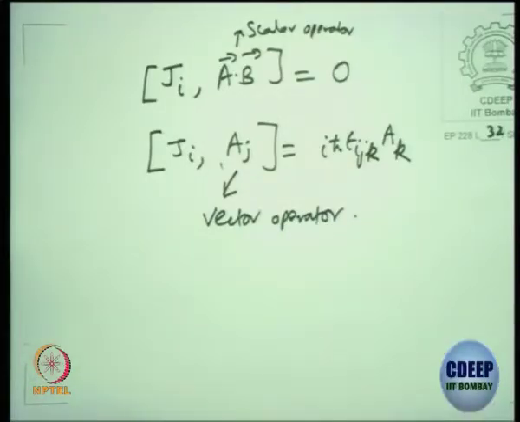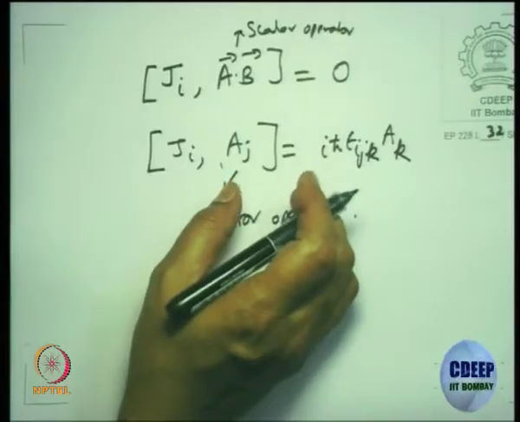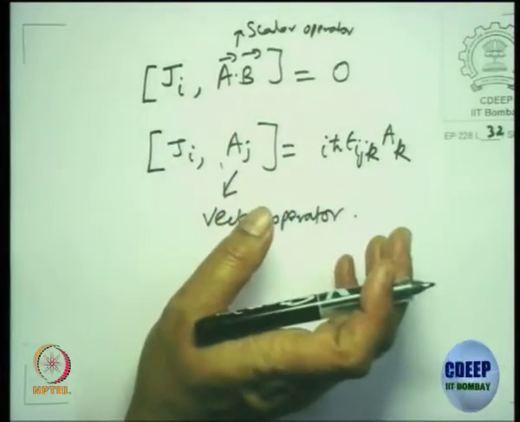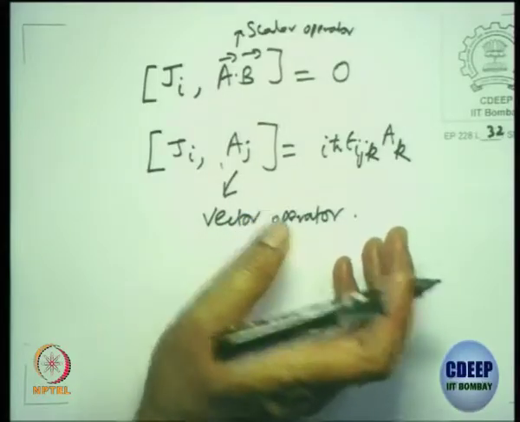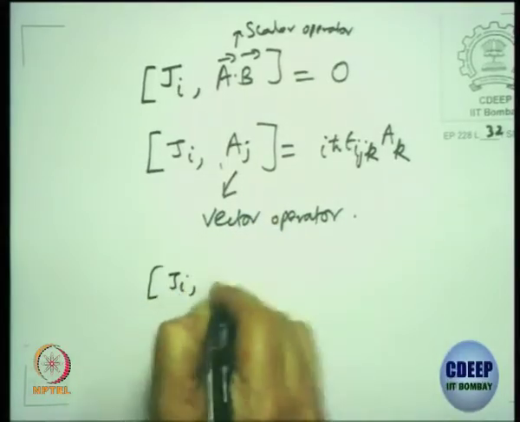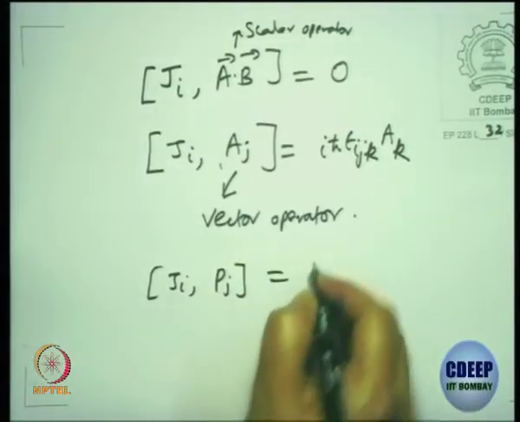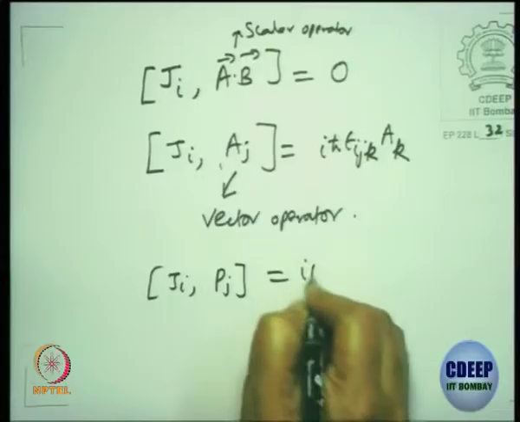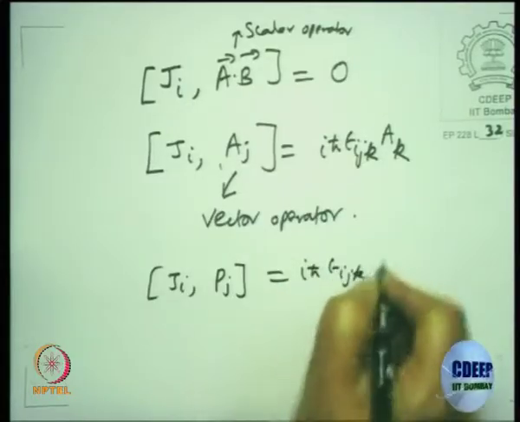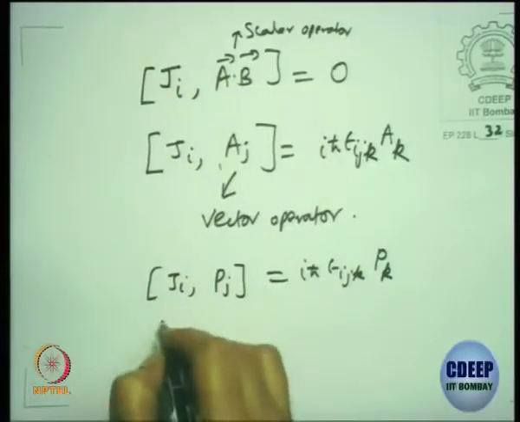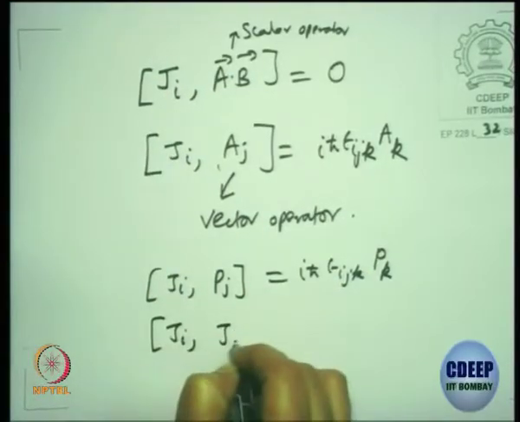We call them vector operators if they behave exactly similar to the way the components of your position vector behave under rotations. So you can go and check what J_i with momentum components is. It will be i h cross epsilon_ijk p_k. Angular momentum J_i itself is a vector operator.